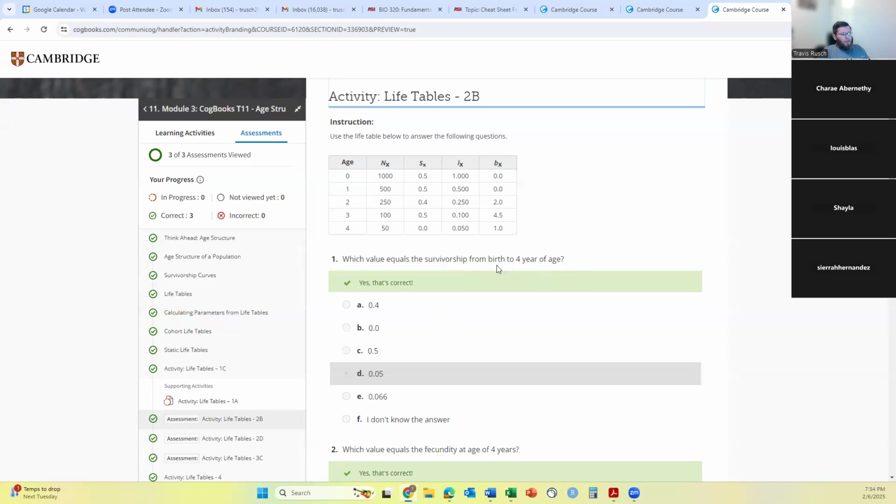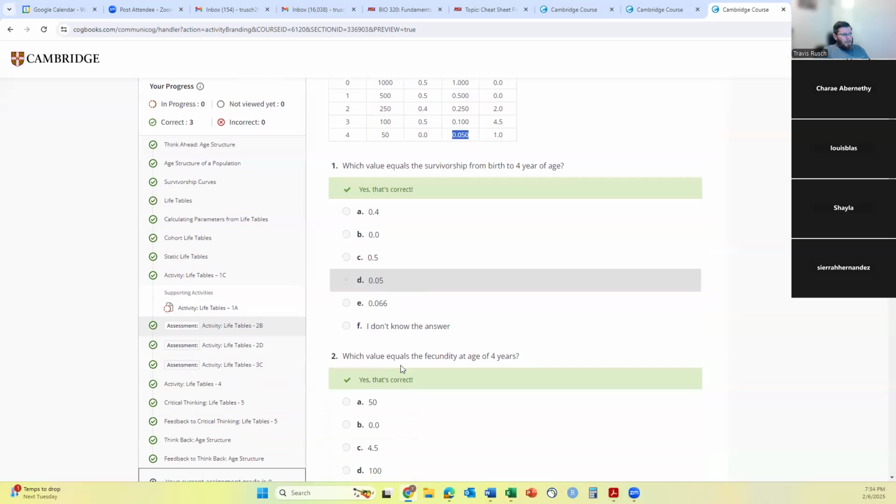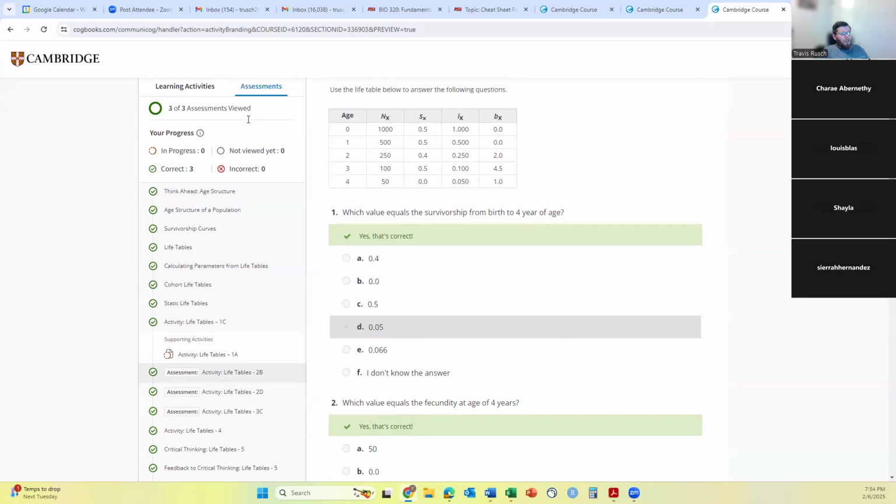Right? And if we're going from birth to 4 years of age, we want to find 4 years of age, L of X, that's where we get the 0.5 from. And this one asks which value equals the fecundity at age 4? And which column is fecundity again? B of X. Yeah, B of X, right? So we know it's in this column, asking at age 4, fecundity is going to be 1, right?